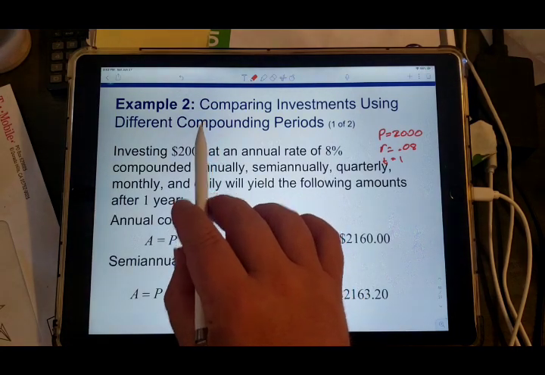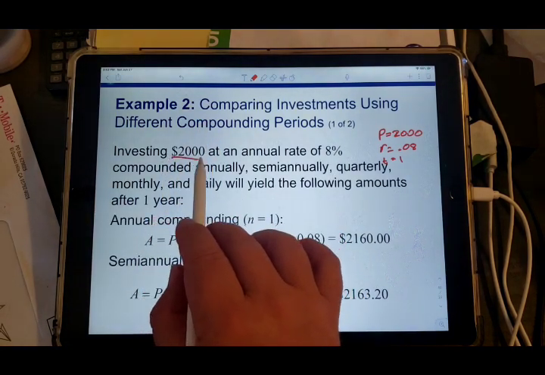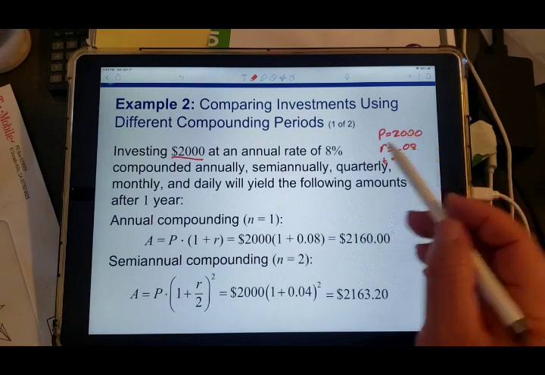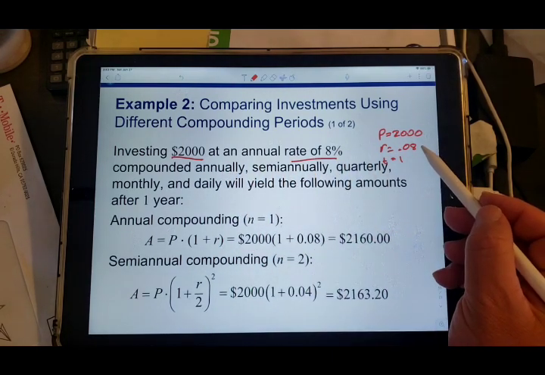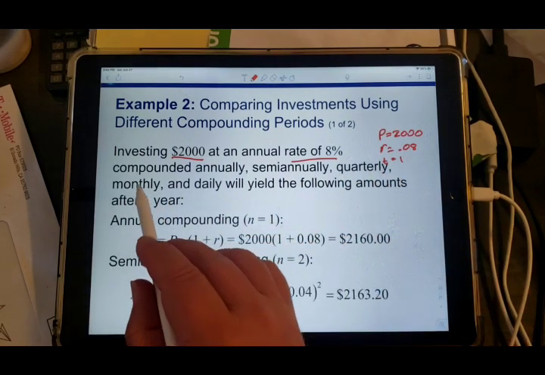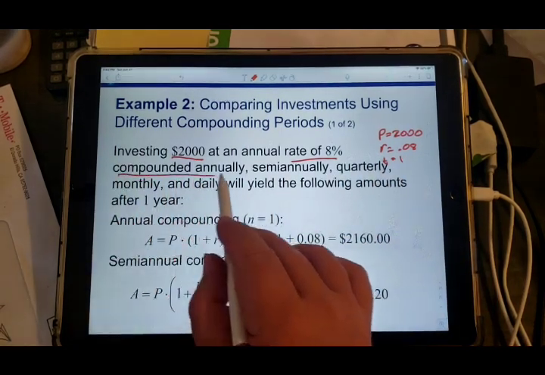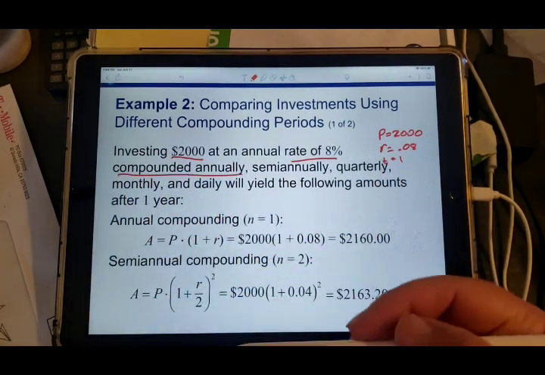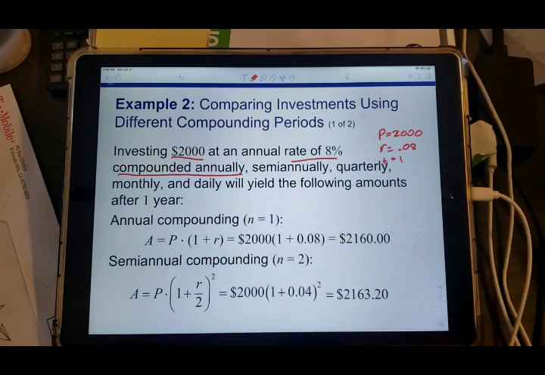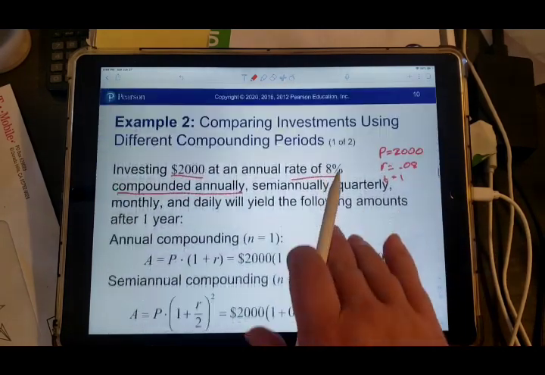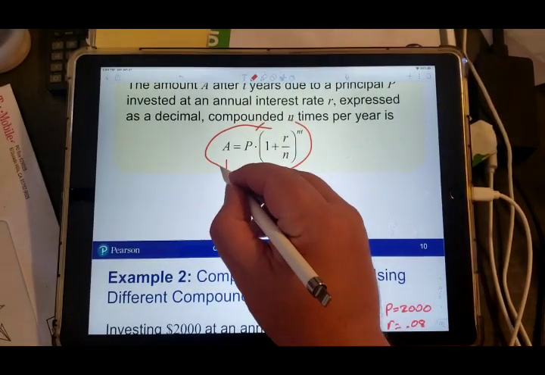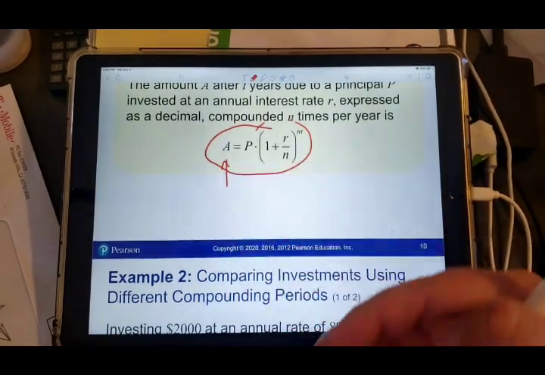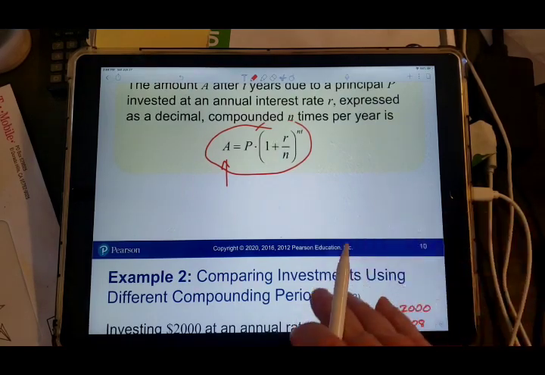All right, so here's a question. You have $2,000 to invest, so that's your P. The rate is given as a percentage, but you have to write it as a decimal. And they tell you how it's compounded, and we want to run these calculations through the formula here. Every time it's going to give you the amount of money you have at the end of, in this case, the year.